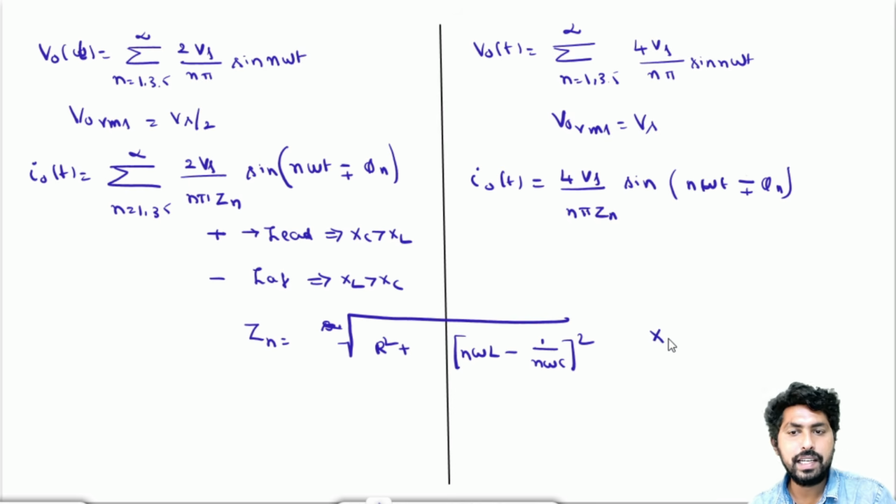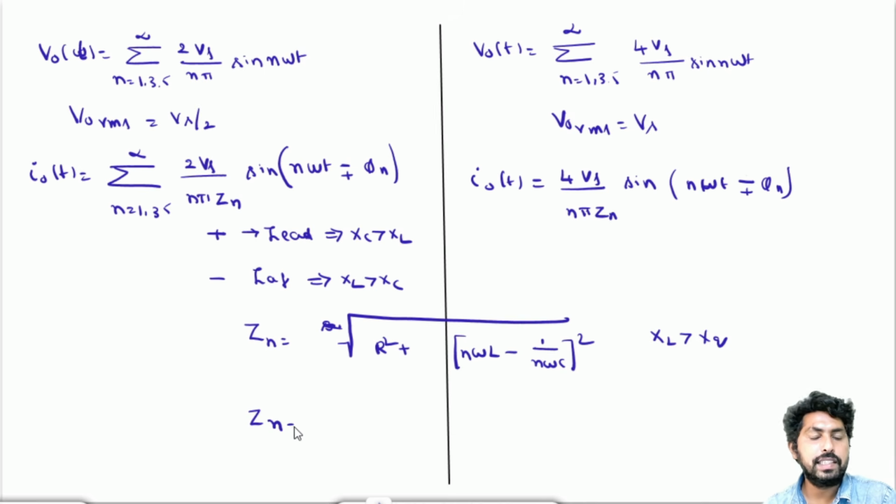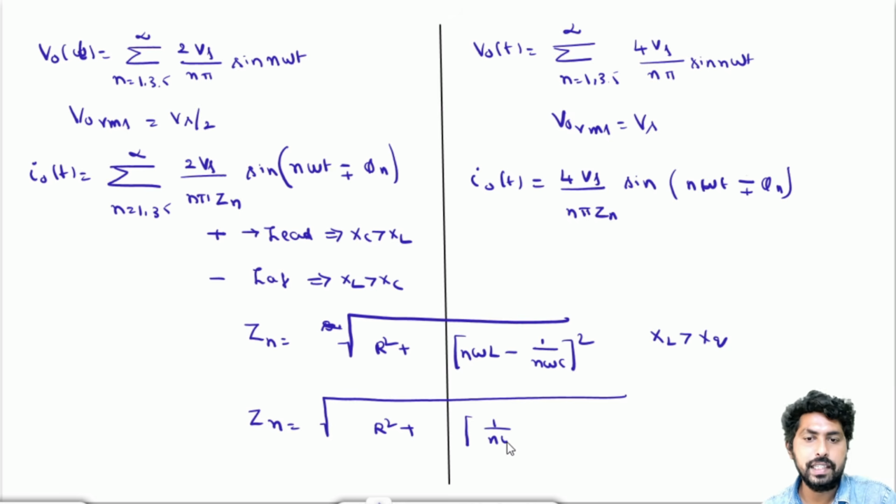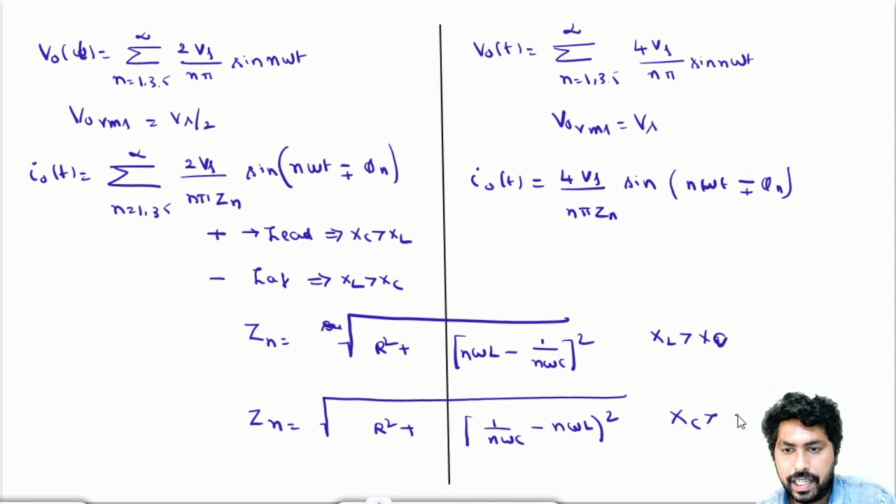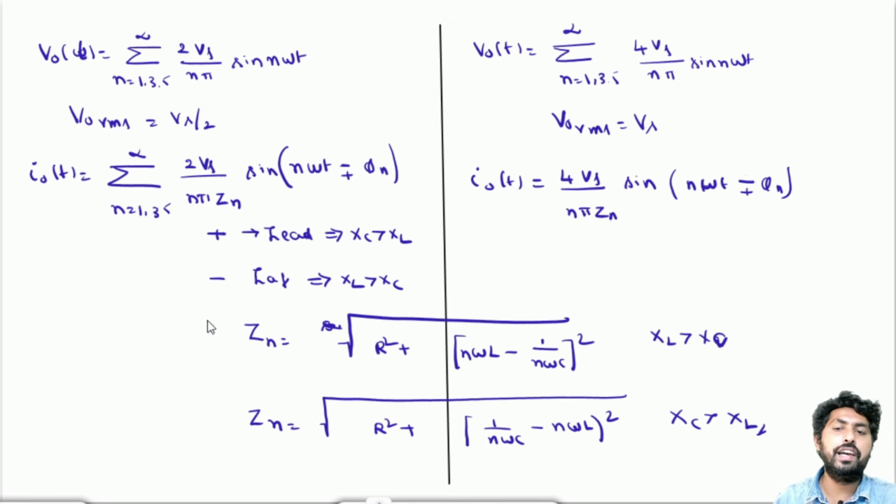This is when XL is greater than XC. The same Zn we can represent as r square plus 1 by n omega C minus n omega L, whole square, when Xc is greater than XL. So this is how we will find the Fourier series expressions. From this we can find the I01 max, I0 and everything.